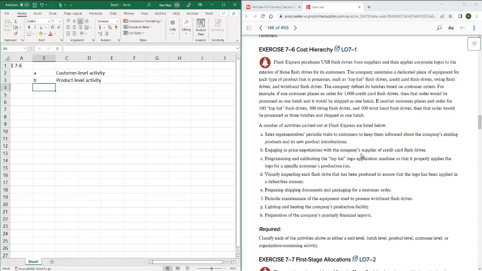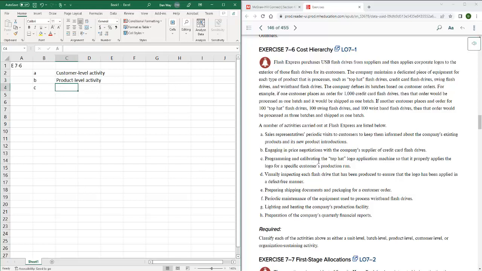Okay, we've got a different supplier maybe for some of the other products that we offer, but this price negotiation with the supplier of just this one type of product is a product level activity. Remember, product level activities are things that are done once or on a periodic basis for the whole product line. So again, independent of volume, it doesn't matter how many batches of the credit card flash drives we make, how many units we sell, and so on. This activity is happening once per product line.